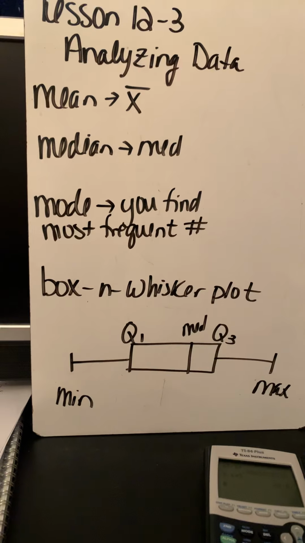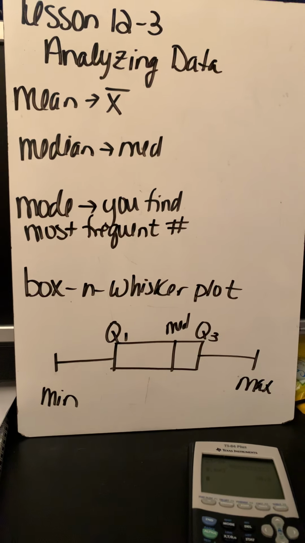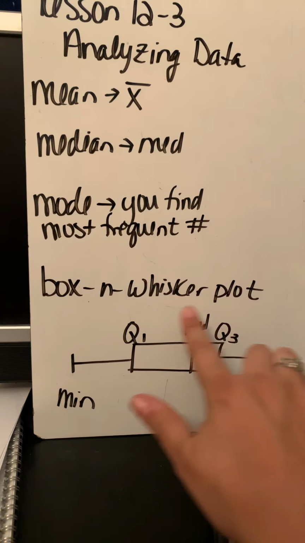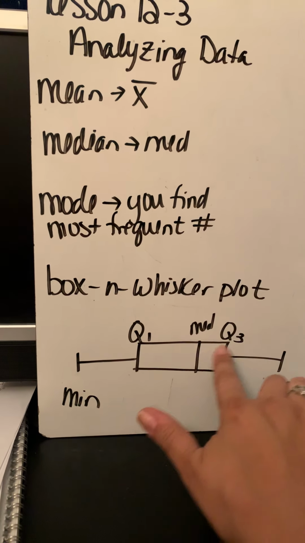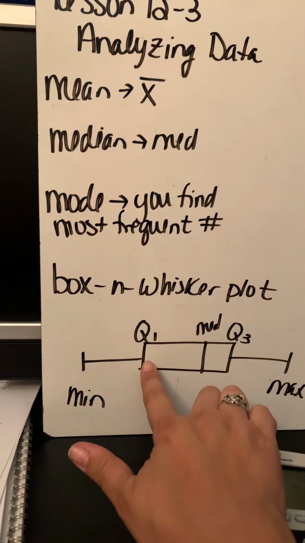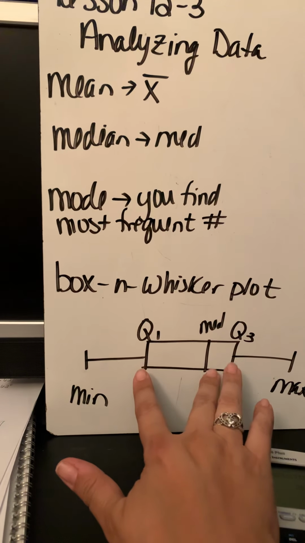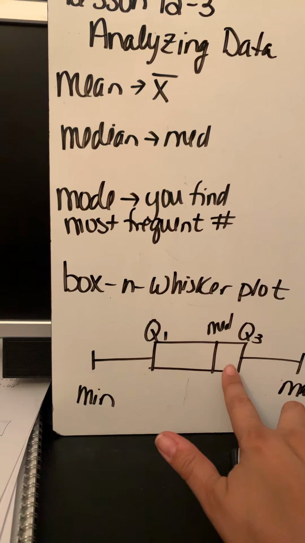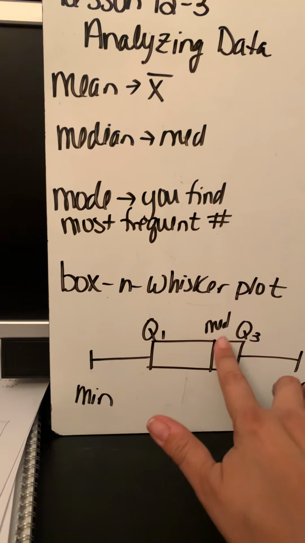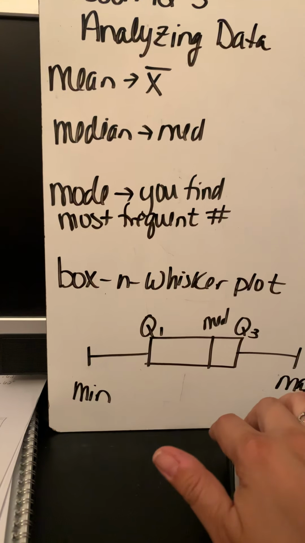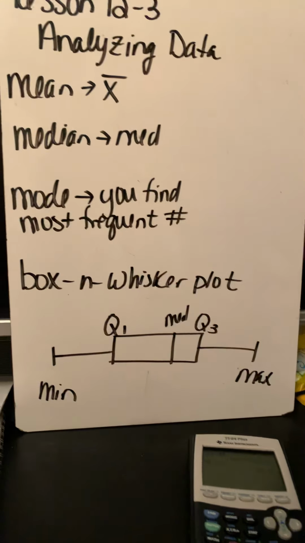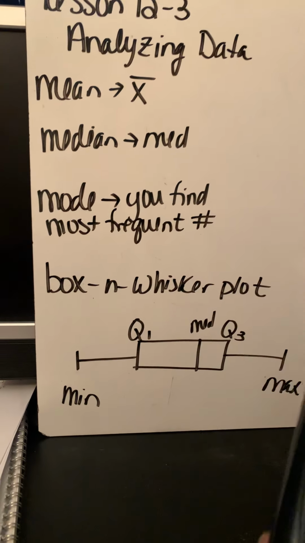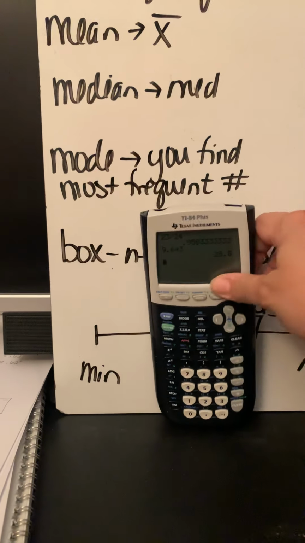Mode is your most frequent number, and that is one thing that the calculator will not give you. And then you've got your box and whisker plot. This is your minimum number. This is your maximum number. This is quartile 1, your median, and quartile 3. Quartile 1 is the median from the minimum number to the median. Quartile 3 is the median from the median to your maximum number. Again, you can find all of that by hand by arranging your data. I'm going to show you how to do it on this guy.